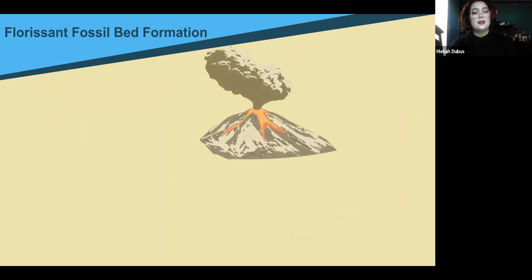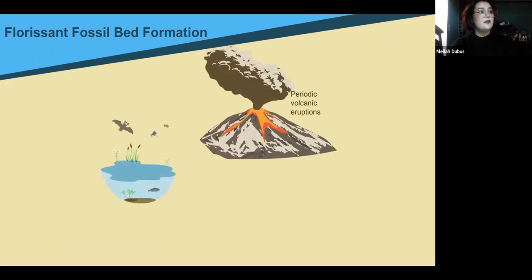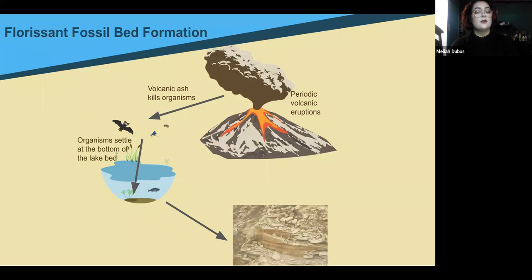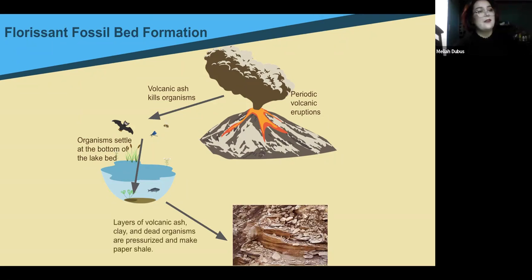Periodic volcanic eruptions coated the valley with volcanic ash, killing organisms above and in the Florissant lake. Those dead organisms settled on the bottom of the lake with volcanic ash and clay in layers that pressurized and made paper shale that we can pull apart and study the specimens inside today, which is a simplified version, but that's how we got the fossils.